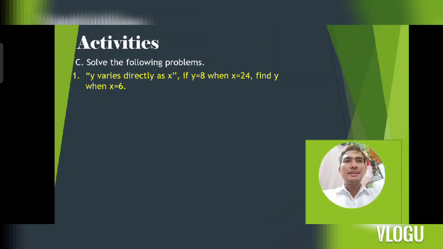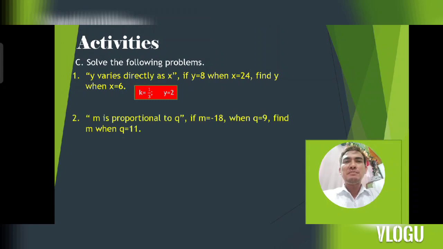Okay, so let's check. What is the value of our y? Our k is 1/3 and y is equal to 2. That's correct. Let's proceed to problem number 2. If m is proportional to q, if m is equal to negative 18 when q is 9, find m when q is equal to 11.